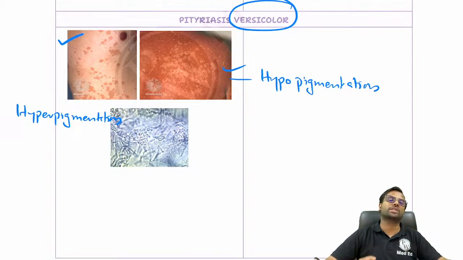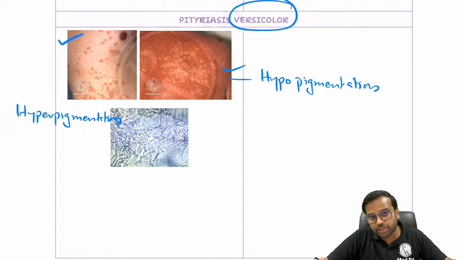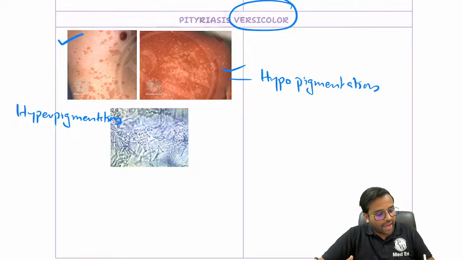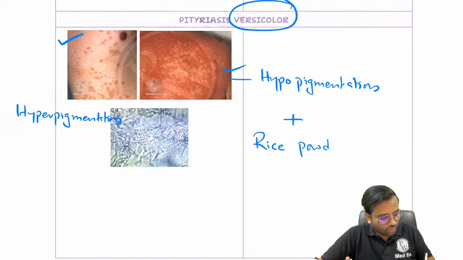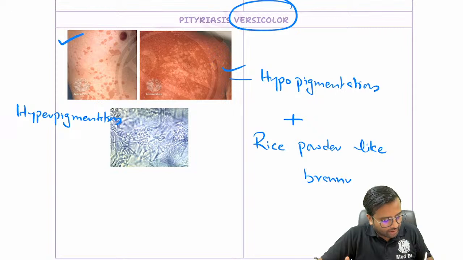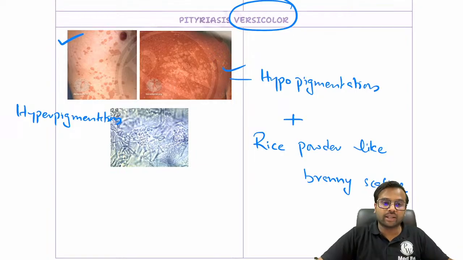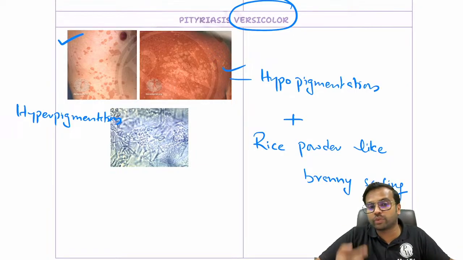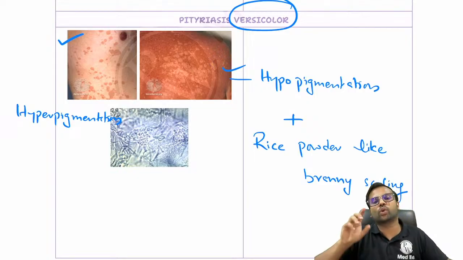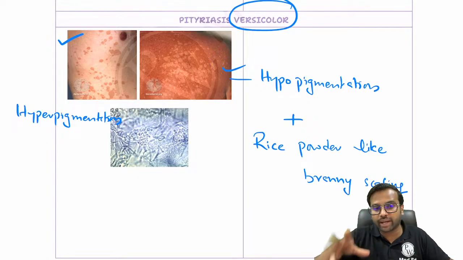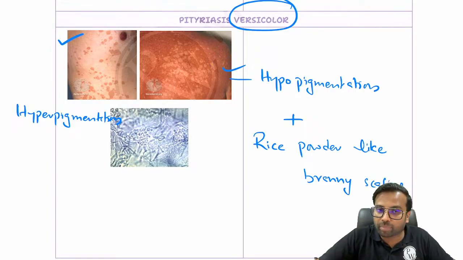So when a patient presents to you with hyperpigmentation over the trunk along with rice powder like briny scaling, that is when we diagnose pityriasis versicolor. And as I told you earlier, the KOH image we had discussed it already today. That is going to be a banana and grapes or a spaghetti and meatball appearance.